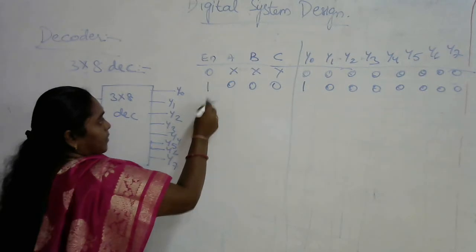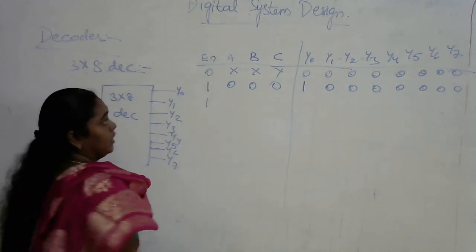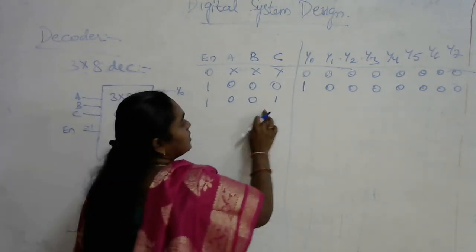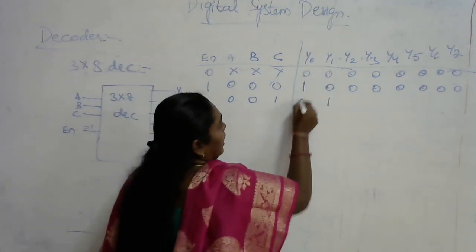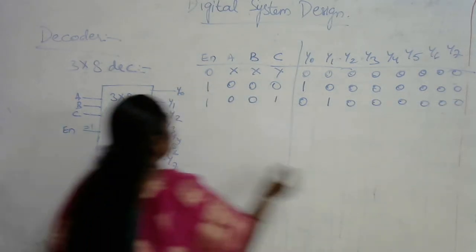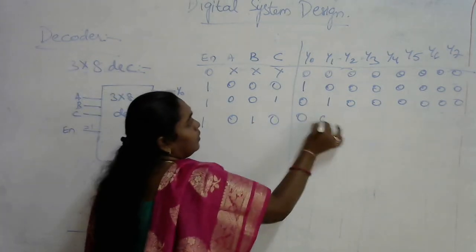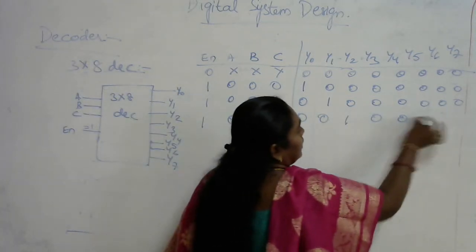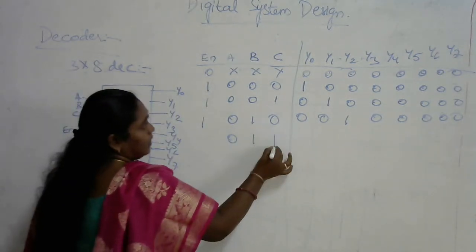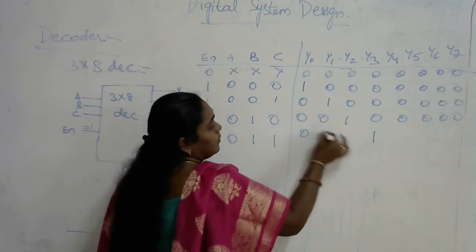Similarly, from now onwards, I am assuming that enable is always equivalent to 1. So A, B, C values are 0, 0, 1, which is equivalent to Y1, and all the remaining are zeros. Similarly, if it is 0, 1, 0, Y2 is going to be 1 and all the remaining are going to be zeros. If it is 0, 1, 1, Y3 will be 1 and all the remaining will be zeros.